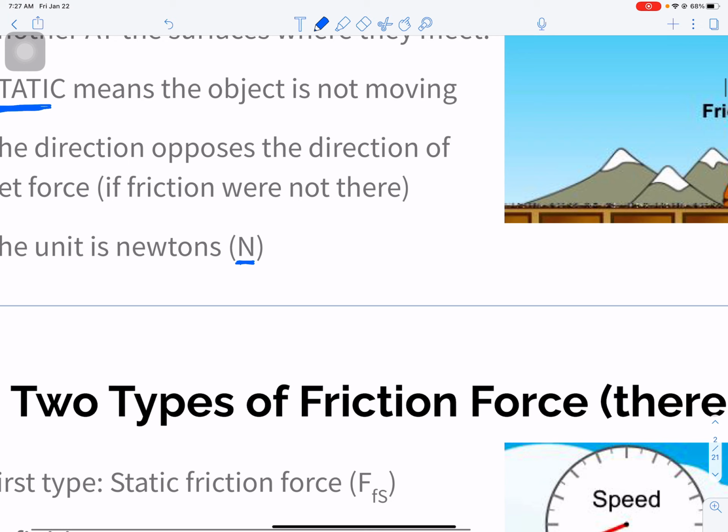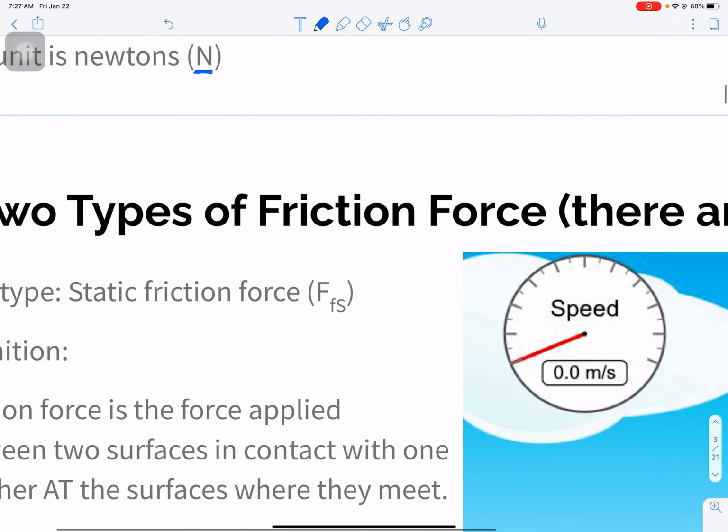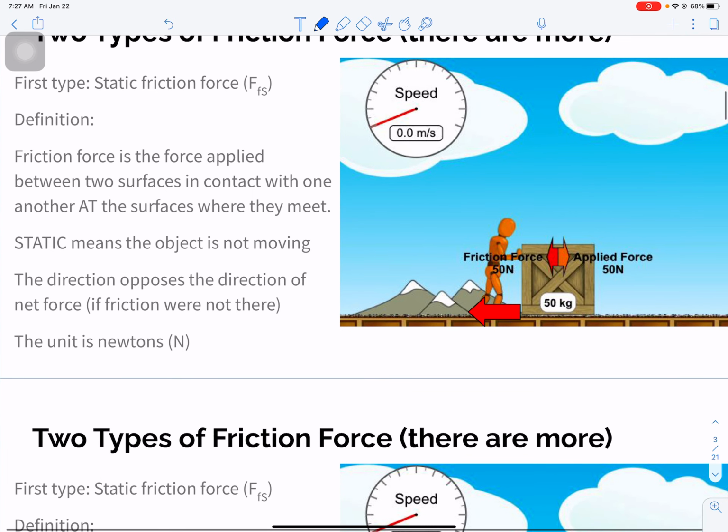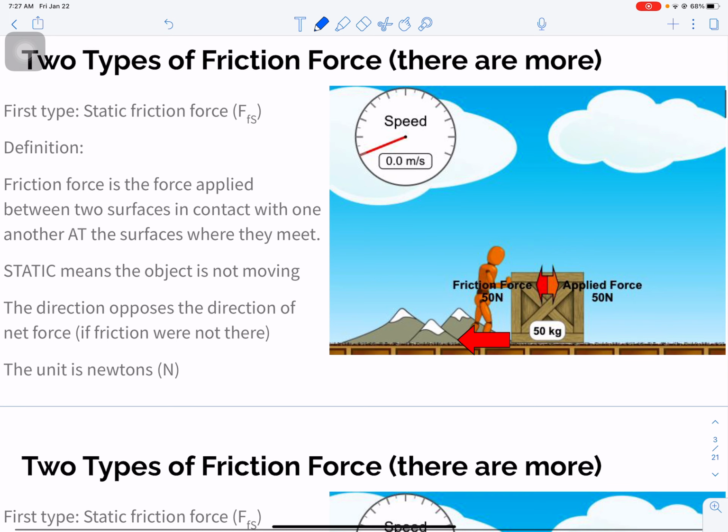I've got a slide to illustrate the mechanism. All right, so let's look at our situation. We have the box. You've already done this on the PhET sim, so hopefully you understand a little bit more about it.